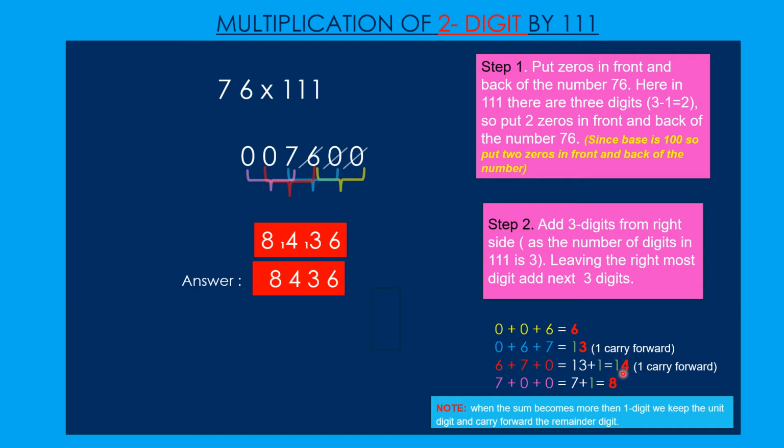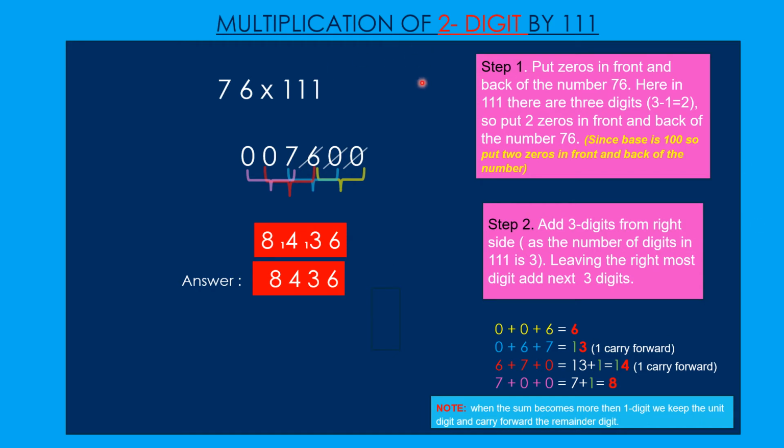Alright, again 14 is a 2-digit number. So when the sum becomes more than 1 digit, we keep the unit digit and the rest of the digits are carried forward. So we keep the 4 and 1 is carried forward. Now leave 6 and what are the next 3 digits? 7 plus 0 plus 0. So 7 plus 0 plus 0 is 7 and then plus 1 carry forward is 8. 8 you write in the answer box. So 8436 is your final answer.